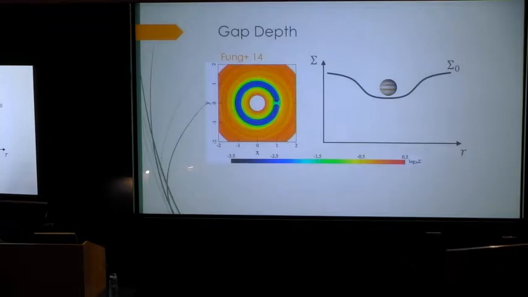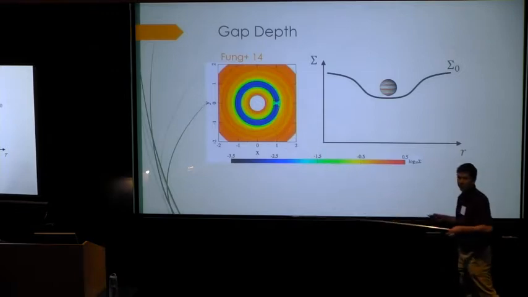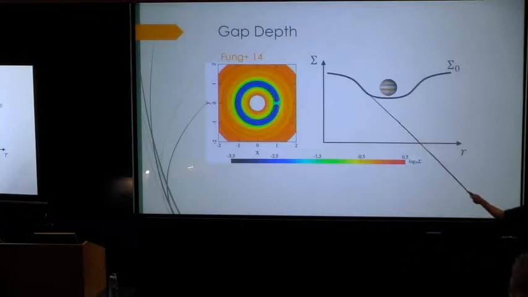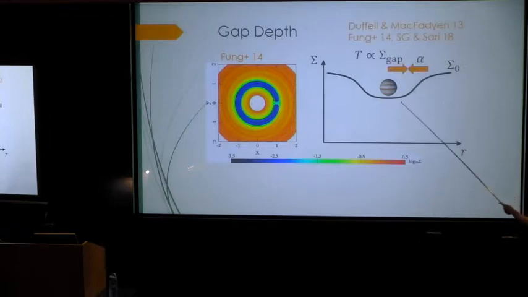So obviously, the quantity that we need to calculate is this density, the density inside the gap. This is the density that the Bondi radius fills. This is the density that determines the Bondi accretion rate. We can plot it in another way. We can plot the density profile, sigma as a function of radius. We mark by sigma naught the unperturbed density. And our goal is to calculate the depth of this gap. Our goal is to calculate sigma gap, the density at the bottom of the gap. This is the density that determines the accretion.